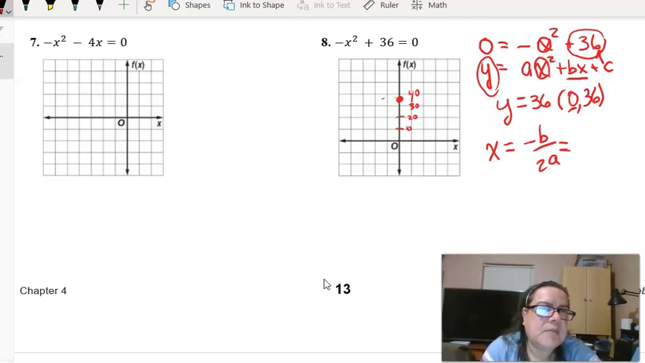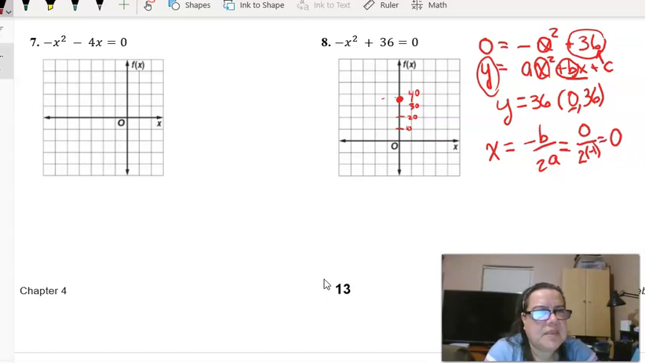So in this particular problem, is there a b? There is no b, right? So I'm going to write 0, and 0 is never negative or positive, right? So that negative kind of goes away, over 2 times negative 1. So 0 divided by anything is always 0. So, oh, there we go. So I think we found the x-coordinate of our vertex. So the x-coordinate is 0.